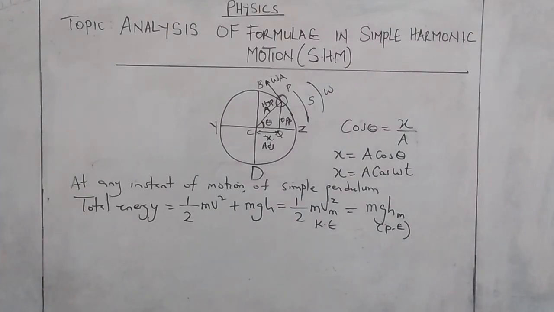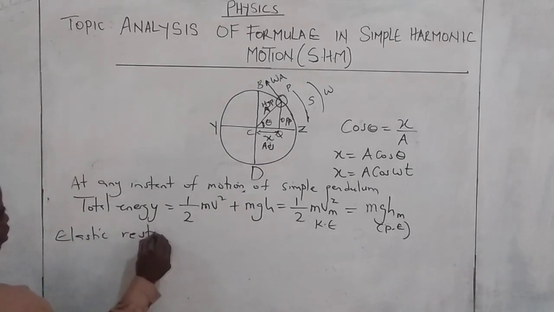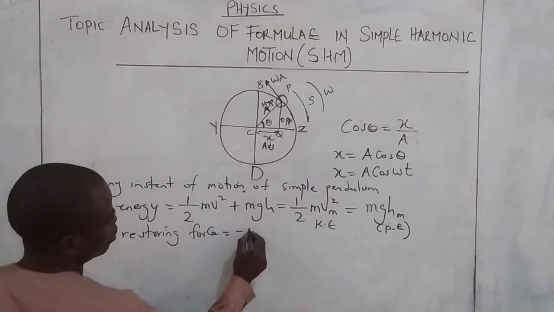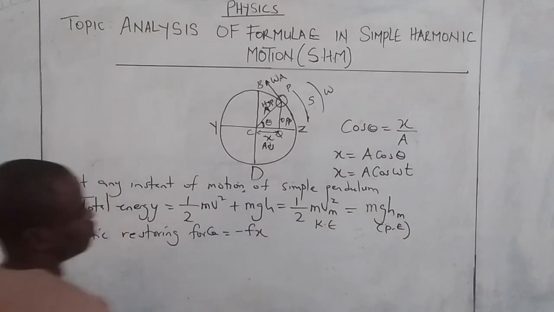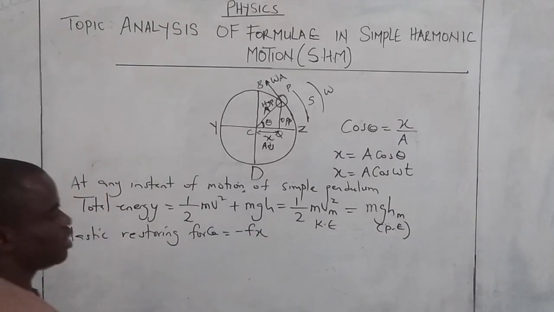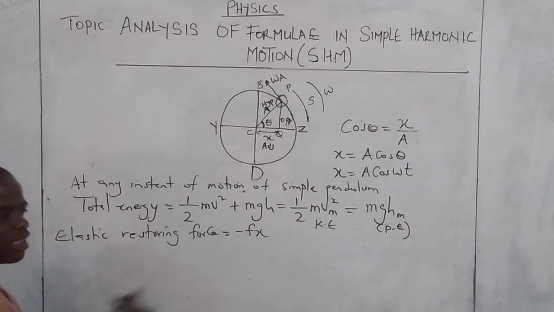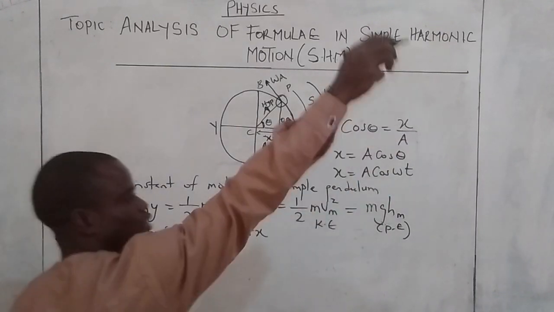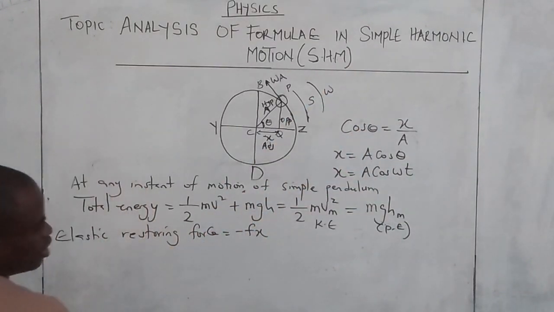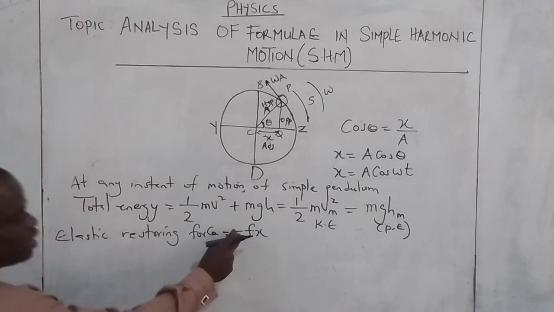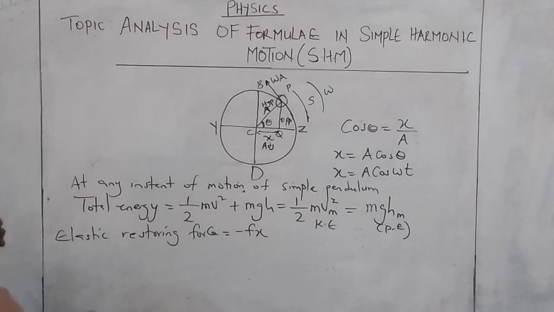Now, another formula we need to know is the elastic restoring force, which equals minus fx. This minus sign is telling us that it is directed toward the center of the motion. After it's moving, it comes back to the center, moves to the other side, and comes back to the center. That's restoring it back.